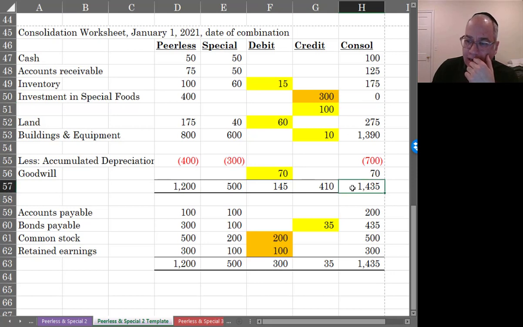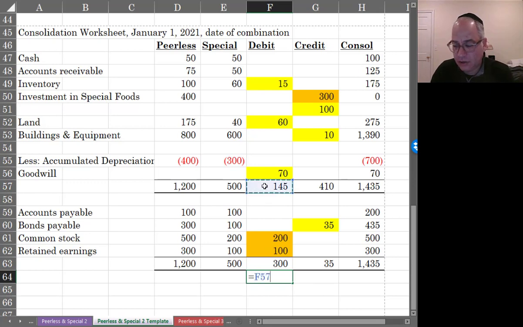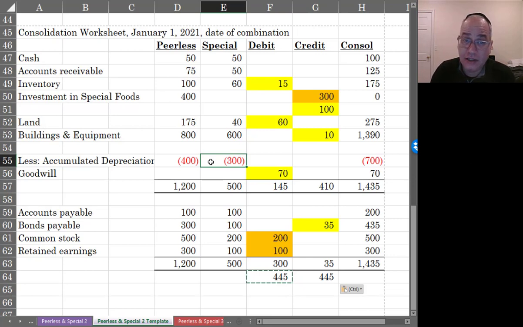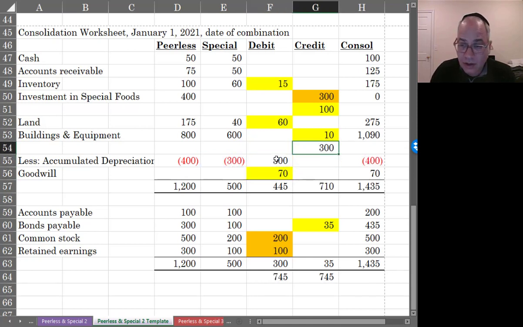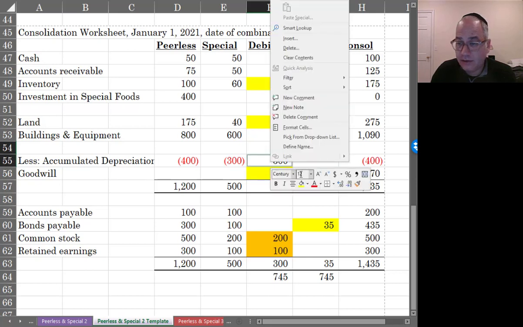And you can see your assets still equals liabilities. Debits in these journal entries is 445 so far. And credits are 445. Okay, good. Everything balances. Last thing is the accumulated depreciation. They have $300,000 in accumulated depreciation on the date of acquisition. So we're going to need to eliminate that. I'm going to debit accumulated depreciation for $300,000 and credit the building also for $300,000.